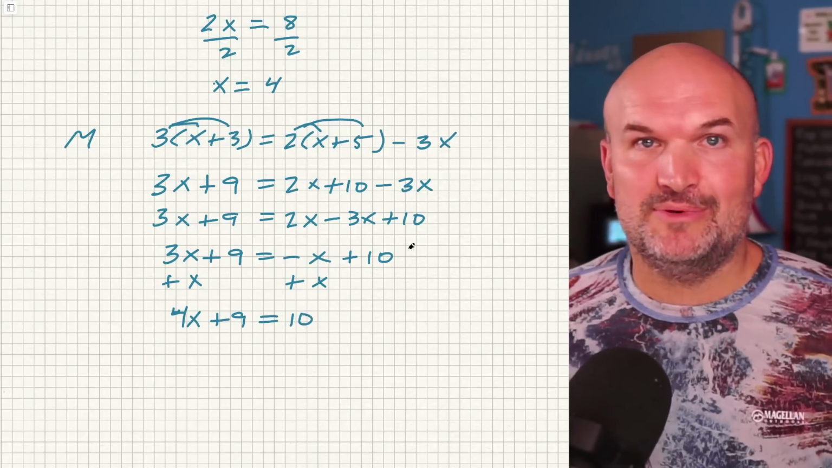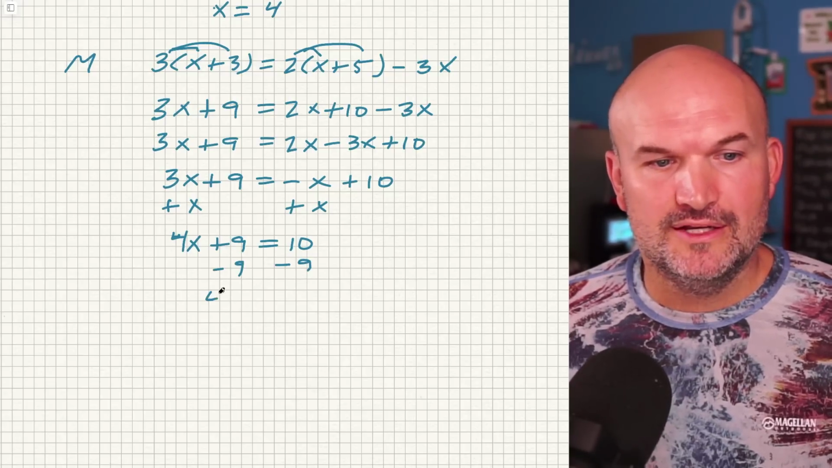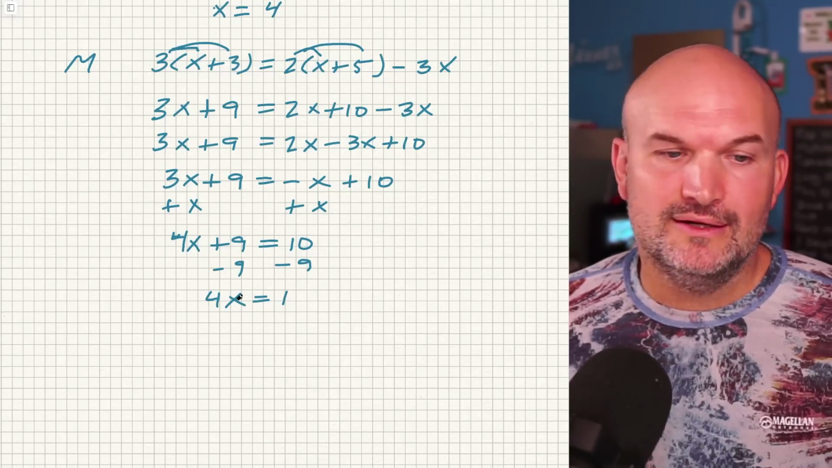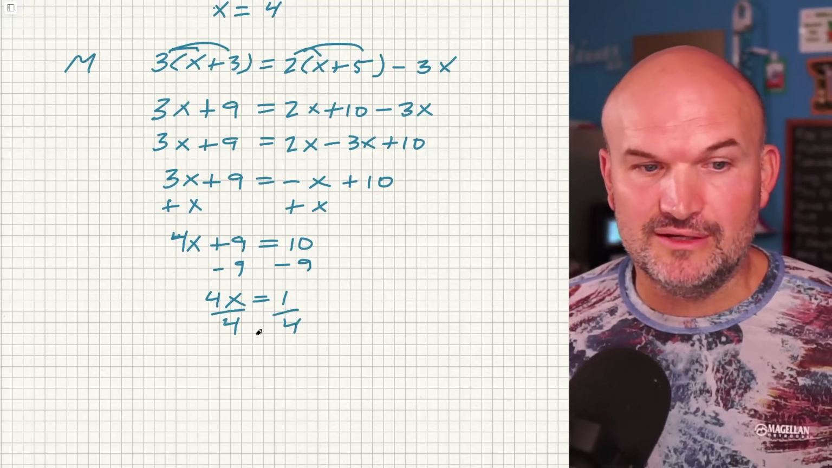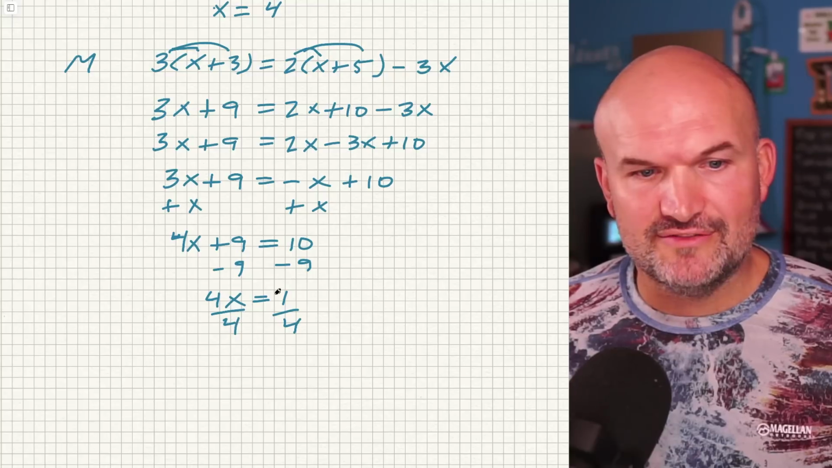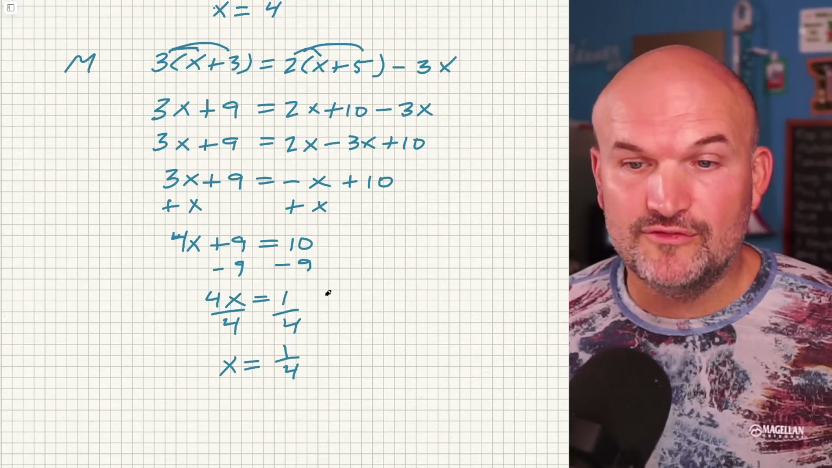Now I have my two-step equation, right? Undo addition and subtraction first using your properties of equality. So I get 4x is equal to 1. Now undo multiplication and division using your properties of equality. Now I'm going to get a fraction, but that's okay. So I divide by 4 on both sides, and I'm going to get x is equal to 1/4.